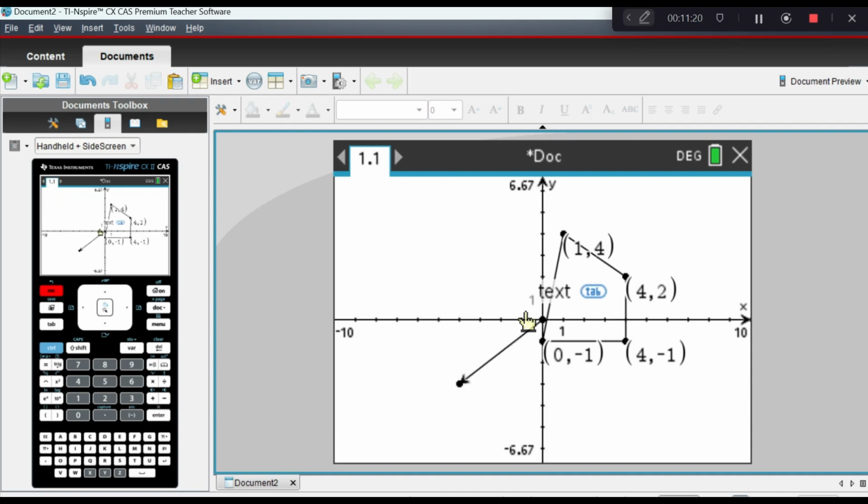And that created my vector, which is right here. And now I can move my vector around. You can see I'm really not changing the vector. I'm changing its location, but that doesn't change the vector. I'm going to set it off to the side here. It still is the same distance, the same direction.